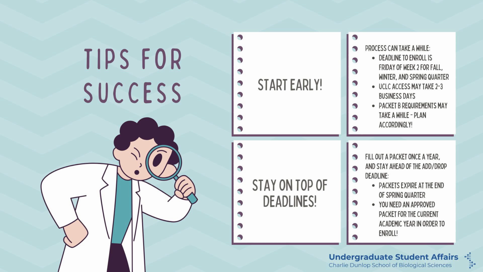Also, make sure to stay on top of deadlines for enrolling in Bio 199 research. Please note that students need to fill out a packet once every academic year, since packets expire at the end of spring quarter, and also that you will need an approved packet for the current academic year in order to enroll, so make sure to submit your packet early so that it can get approved in time before the add-drop deadline for the quarter passes.